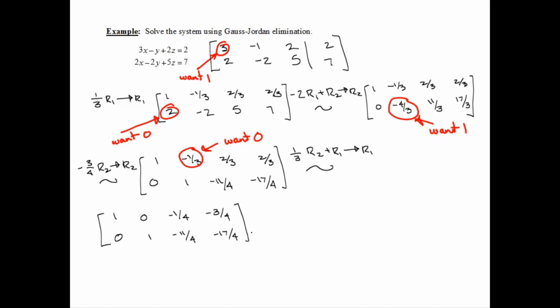Okay, so now we need to remember what our columns represent. We have x, we have y, we have z, and we have our right-hand side, our constants. So let's write these rows down as an equation. So we're going to have x minus 1/4 z is equal to negative 3/4. And in the second row, we're going to have y minus 11/4 z is equal to negative 17/4. This is an example of a problem in which we will have infinitely many solutions.